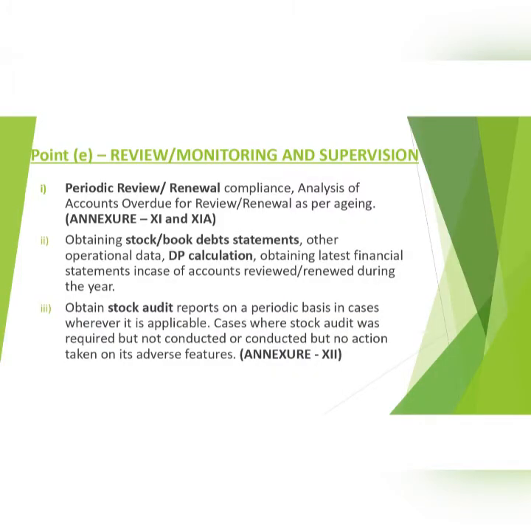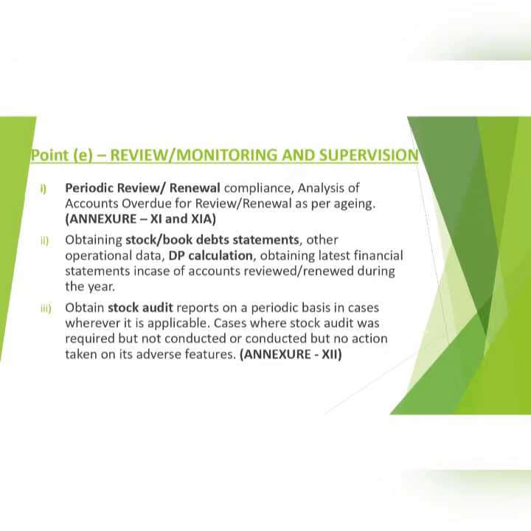Point E is all about review, monitoring and supervision of advances. Firstly, it asks about the periodic review of advances. For this, we have to ask for the list of accounts which are overdue for review, renewal during the period of bank audit. From this list, we can report those accounts which are overdue for a period of 3 to 6 months or over 6 months in Annexure 11 and in Annexure 11A respectively.